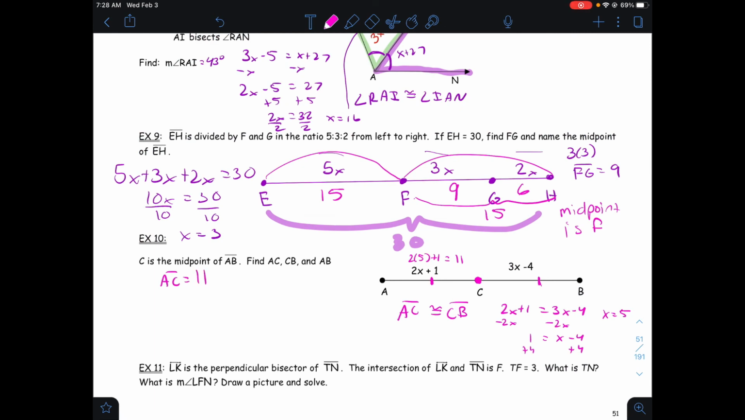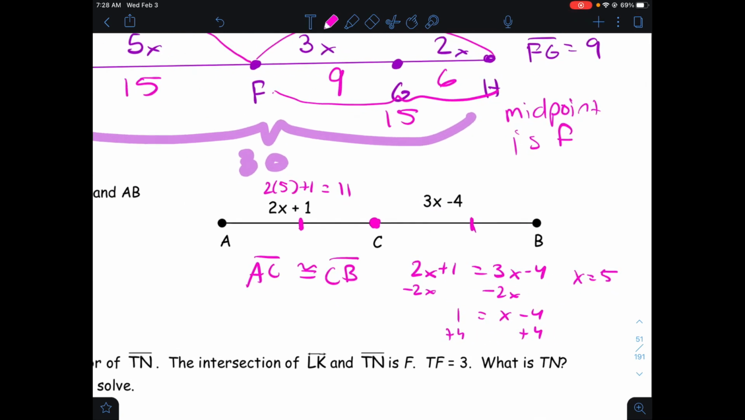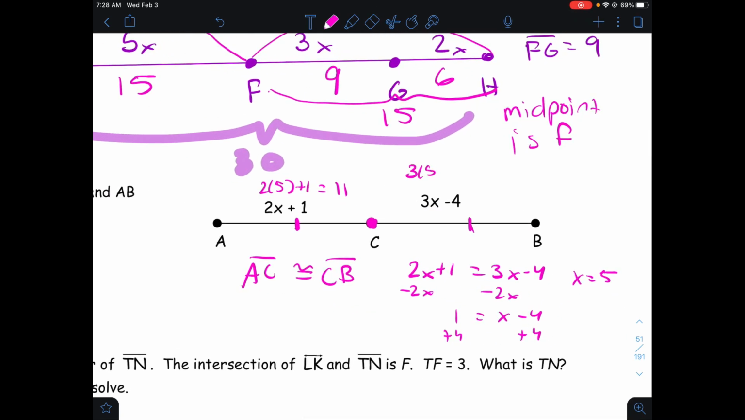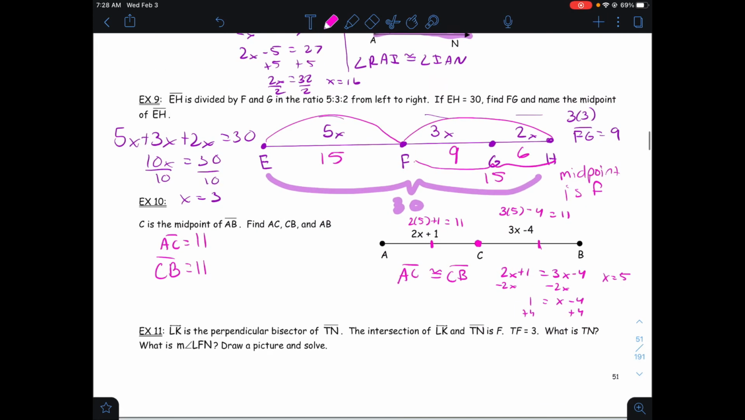Now, for CB, we should be able to just know what it is, right? We have that AC is congruent to CB. So CB better be 11. But let's check. Let's make sure we did it right. So we'll plug in the 5. We're going to do 3 times 5 minus 4 gives us 15 minus 4, which is 11. Phew, great. We got it right.